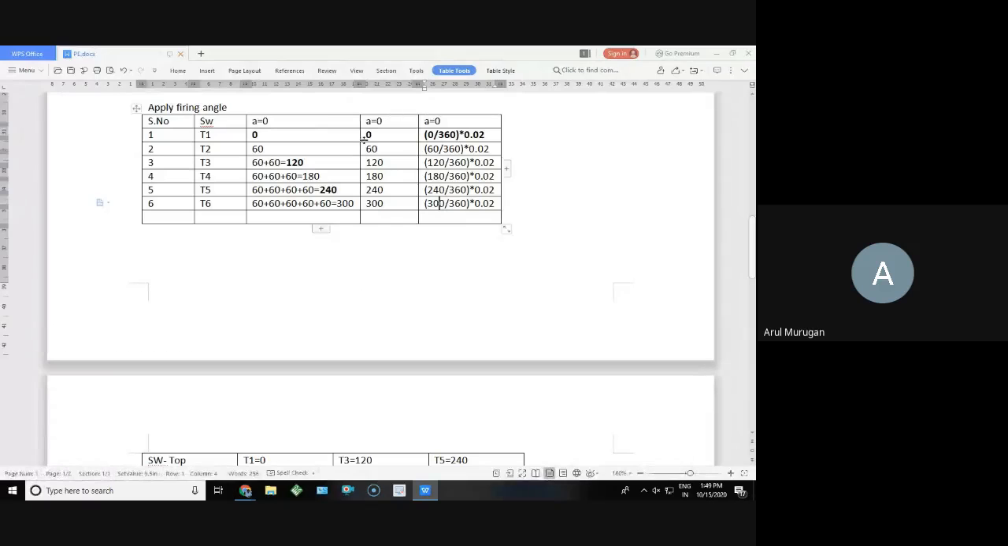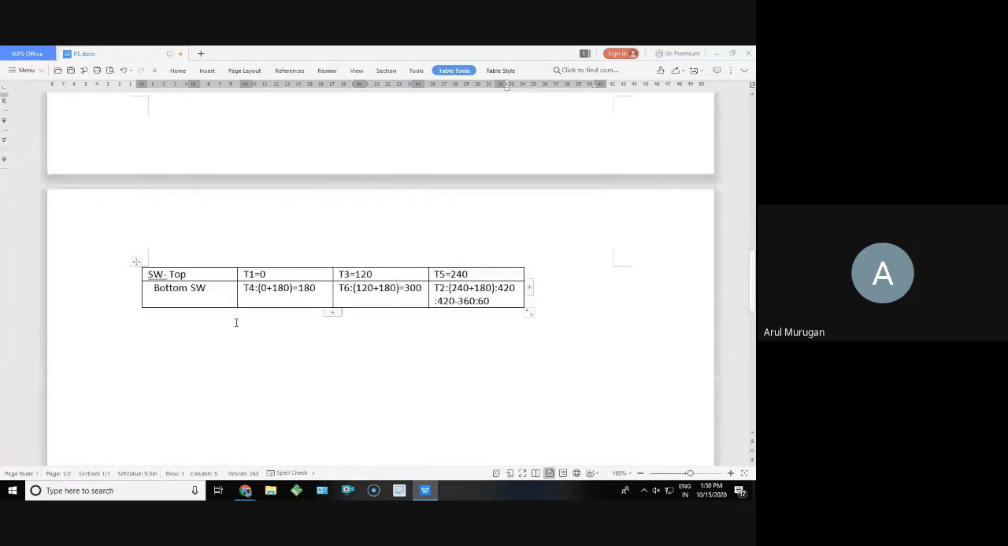So this is for alpha equal to 0. If alpha is equal to 30 degree, what will I do? If alpha is equal to 0, and I go to alpha equal to 30 degree, what I will do is put 30 here, 30 plus this one. Use the bracket. So this is all equal to 30. Like that you extend it to n numbers.